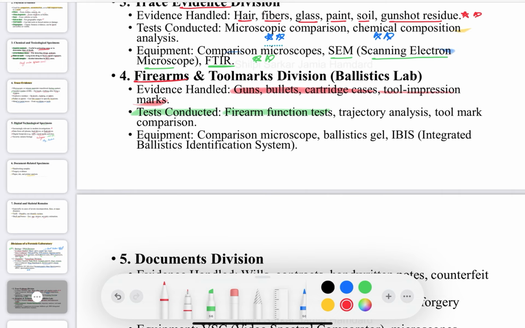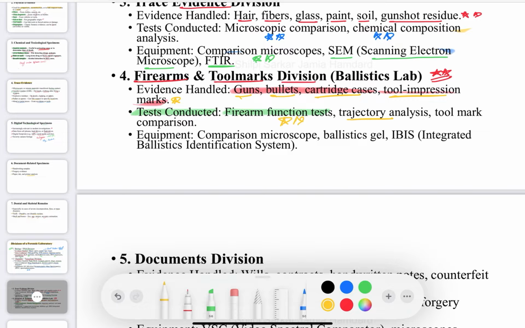Firearms and tool marks division, that is called the ballistic lab. What kind of evidence is handled in this? Gunshots, bullets, cartridge cases, tool impressions, marks. So the tool marks division, the ballistic lab, is helpful in finding out evidence like gunshots, cartridge cases, and tool impression marks. What kind of tests are conducted? Firearm function test and trajectory analysis.